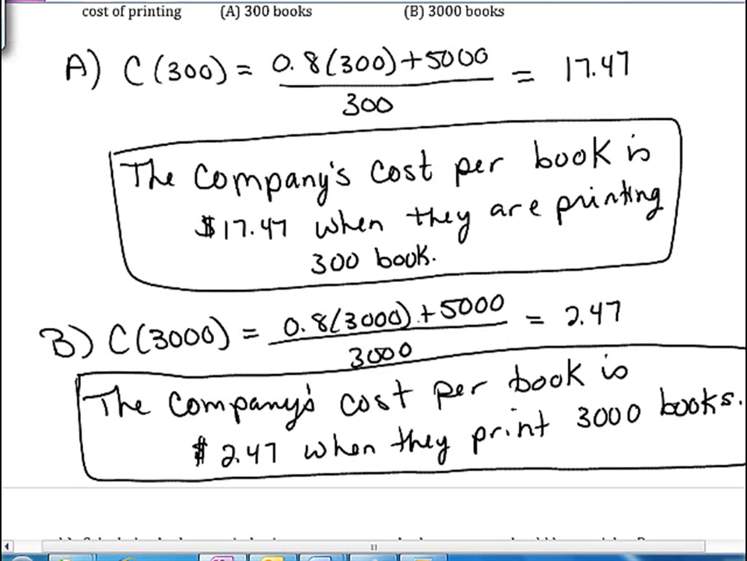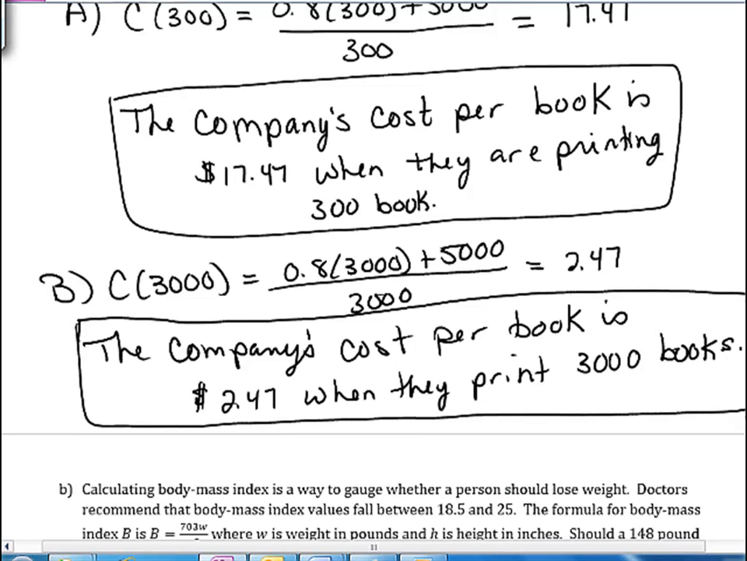So notice when they print more books, the cost per book decreases, and that's because of the fixed costs. It doesn't matter how many books they print, they still have to pay rent, and they still have to pay to have the lights on and for electricity and all of those things that are fixed compared to how many books they print. So that's why the cost per book decreases as they print more books.